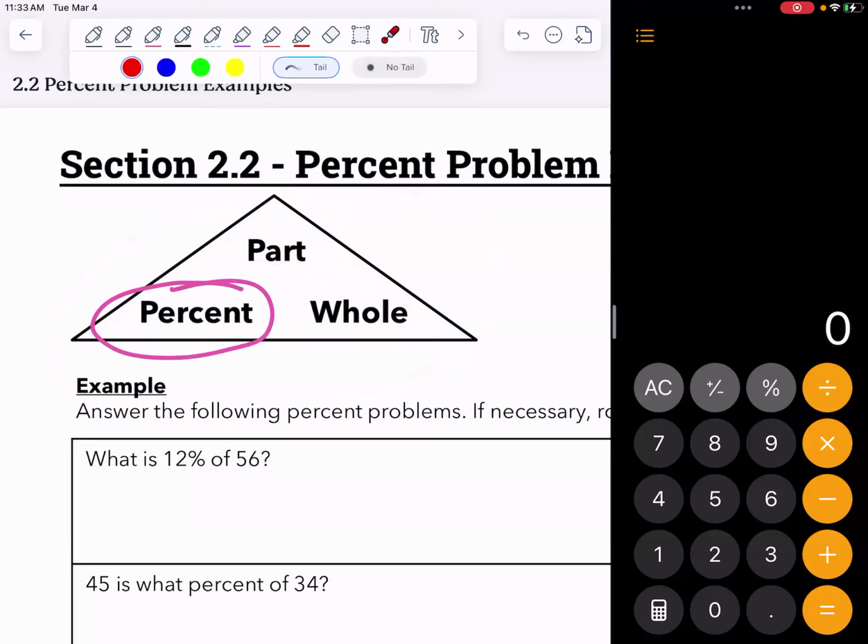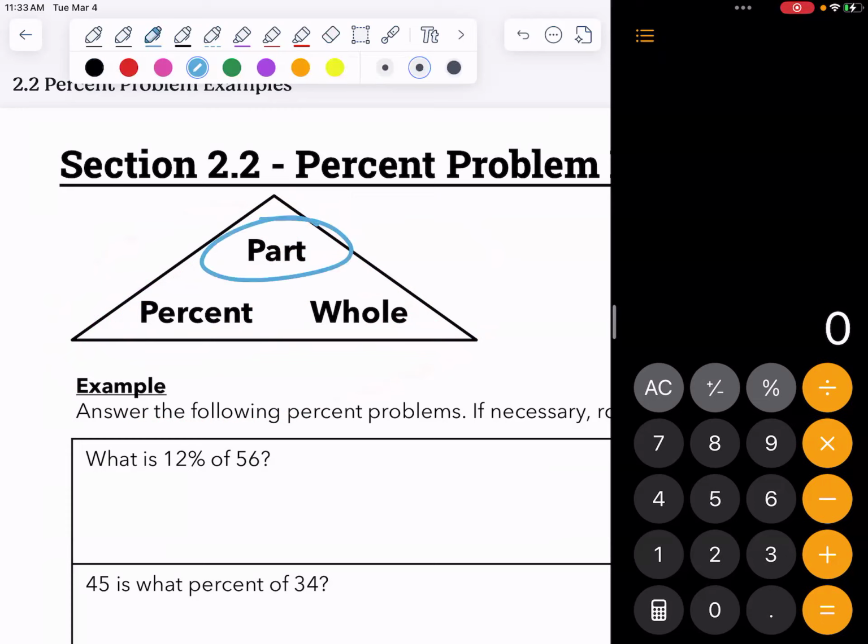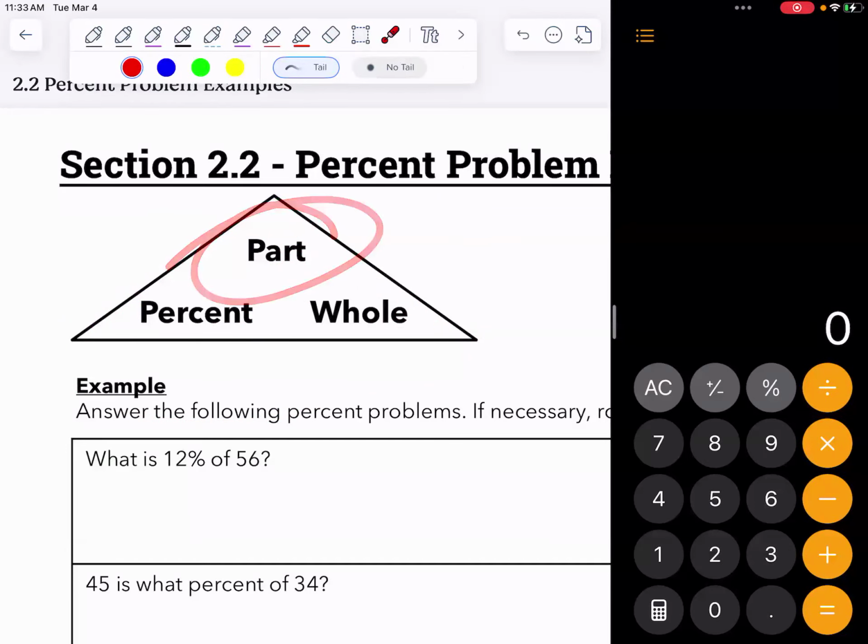If two things are on top of each other, then it's division. So percent is equal to the part divided by the whole. And if we want to solve for the part, if they're right next to each other, it should be multiplication. So part is equal to percent times the whole. And if we wanted to solve for the whole, that's equal to the part divided by the percent. So this sets it up real nicely for you, just remembering that the part is set apart from the others.